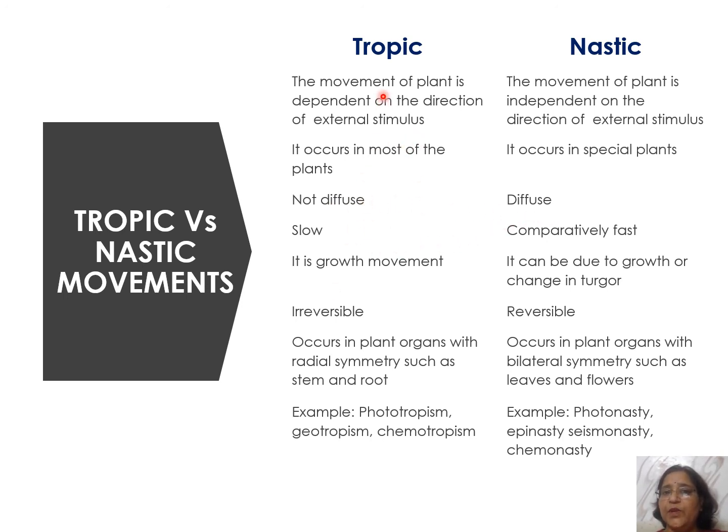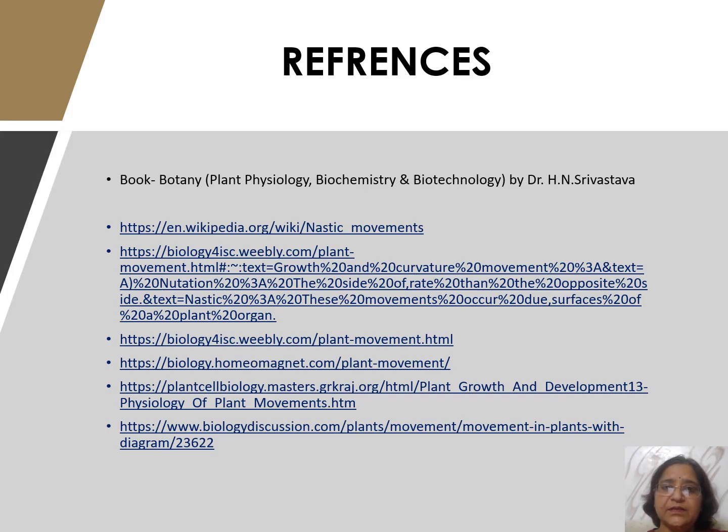This movement is slow because growth is involved here, while this movement is fast because there is no growth, there is change in turgidity. So it is fast. It is irreversible because growth is involved. It is reversible because turgidity is a reversible process. Occurs in plant organs with radial symmetry, but it can occur in bilaterally symmetrical plant parts such as leaves. Examples are phototropism, geotropism, and here hyponasty, epinasty, chemonasty. These are the examples.